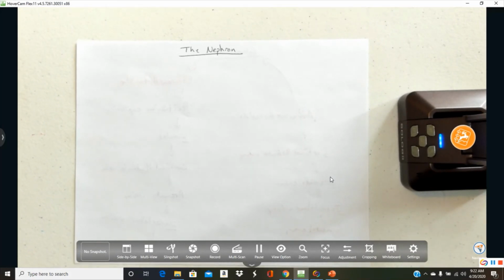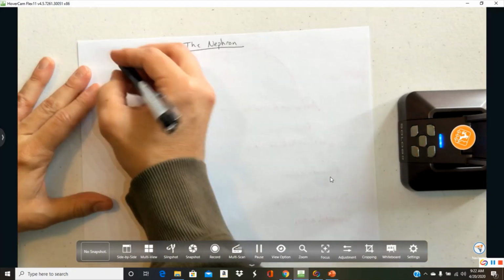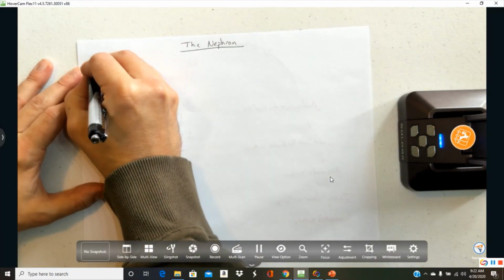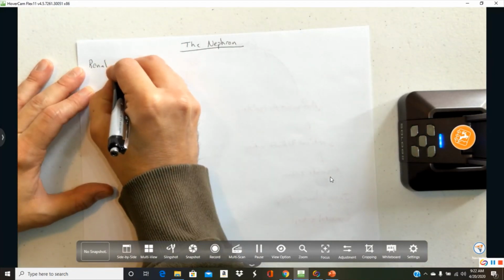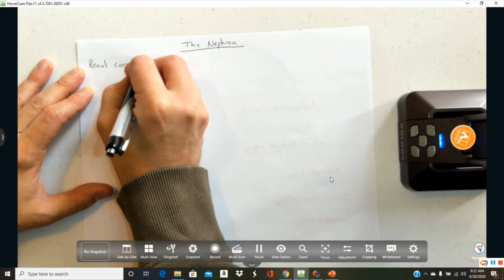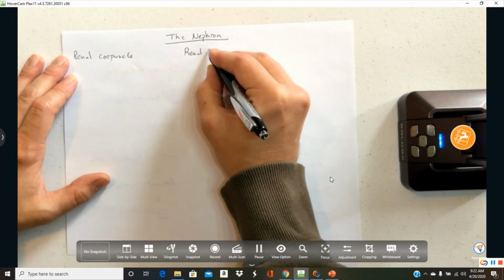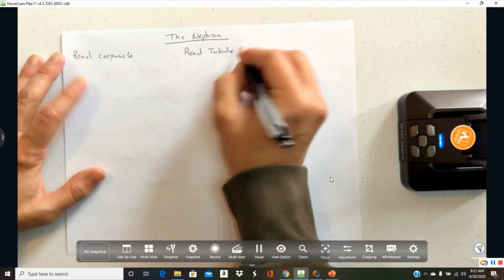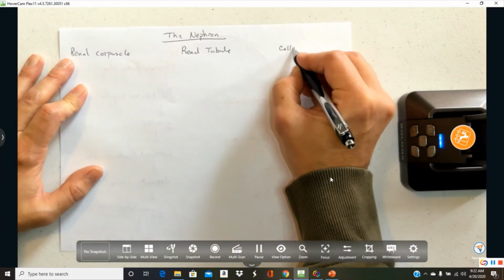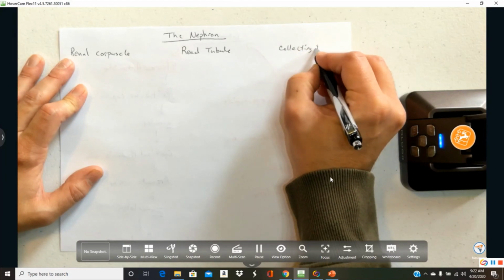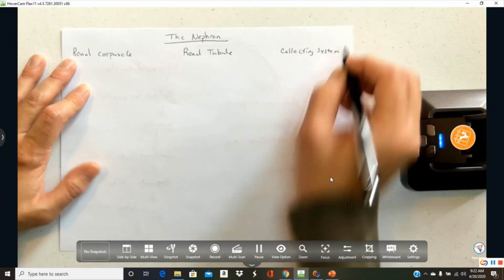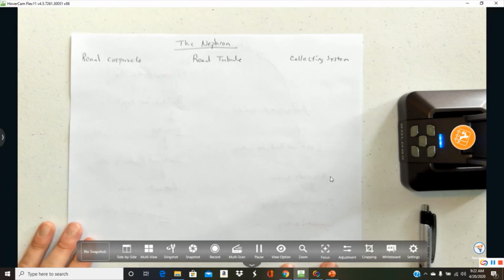It's okay. So let's take a look at the nephron. What I want to get started with is that there are three distinctive regions. First one, renal corpuscle, renal tubule, and then collecting system. Okay. And we're going to start by writing those three anatomical regions.